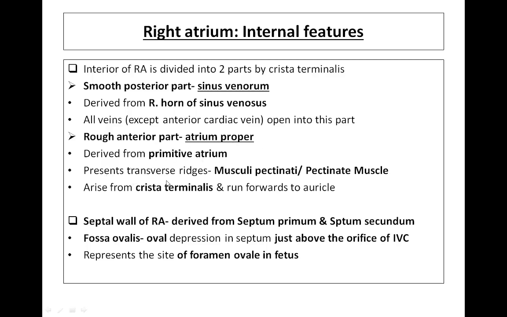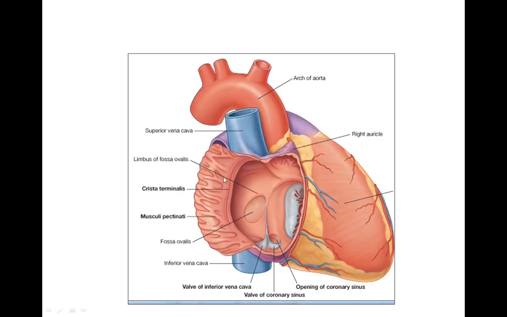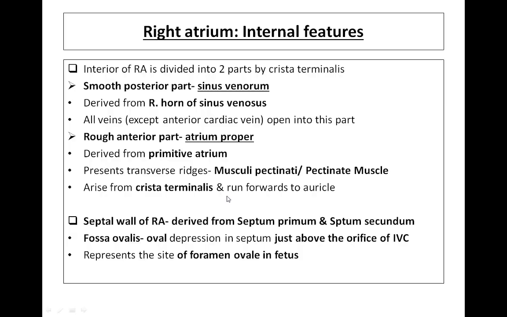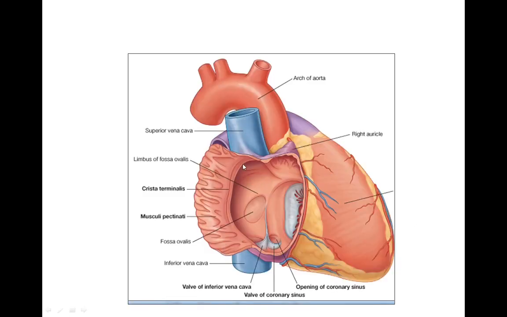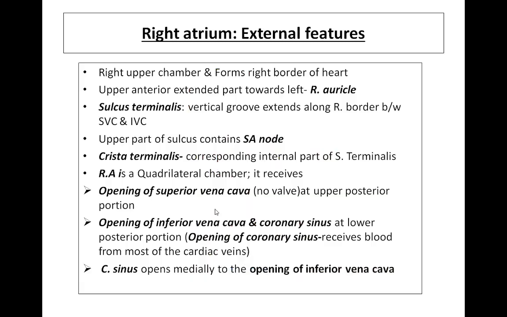Then present transverse ridges on this anterior aspect. Why is it rough? Due to the presence of the ridges, and these ridges are known as musculi pectinati or pectinate muscle. Now, where are these pectinate muscles arising from? See here, this is the crista terminalis, and from this crista terminalis these muscle fibers are arising, which form the ridges, and due to these ridges there is a roughness. It is derived from the atrium proper.